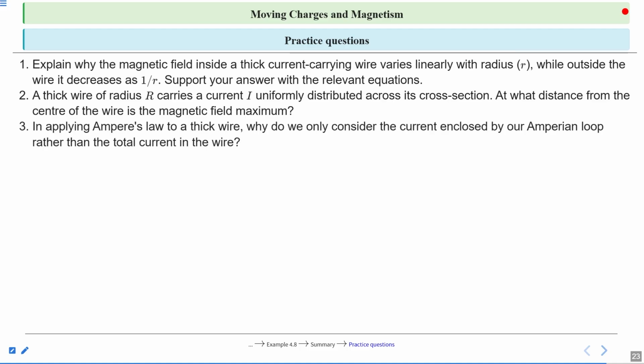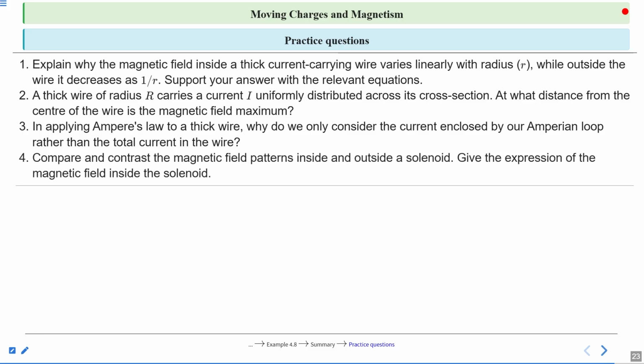In applying Ampere's law to a thick wire, why do we only consider the current enclosed by the Amperian loop rather than the total current in the wire? That thing also I have mentioned. Compare and contrast the magnetic field patterns inside and outside a solenoid. Give the expression of the magnetic field inside the solenoid. The pattern you have already seen in the diagrams, and you have to give the expression. You already know it. Got it?